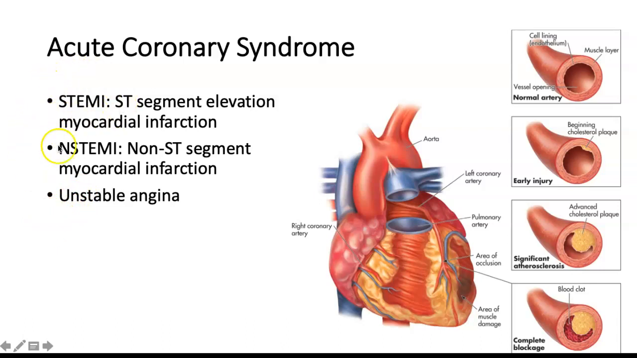In a STEMI, we can see evidence of damage on the EKG. In an NSTEMI, the patient has symptoms, but we don't see evidence on the EKG. We do find evidence in the blood work, in the biomarkers that show damage to the myocardium, so troponin and other markers. In unstable angina, the patient has symptoms. There are no clear-cut indications of an ST segment elevation myocardial infarction, and the cardiac biomarkers are negative.